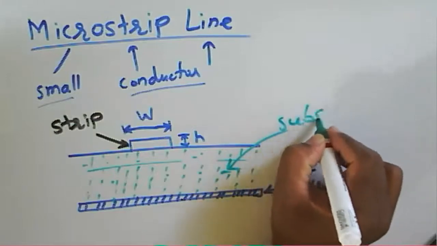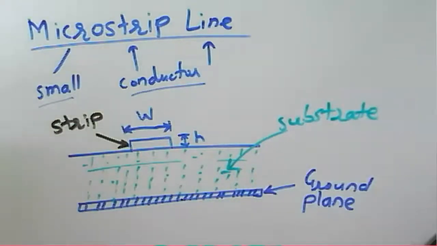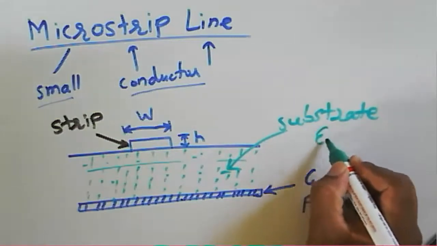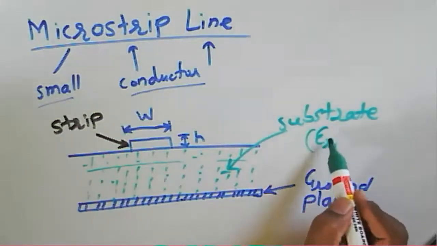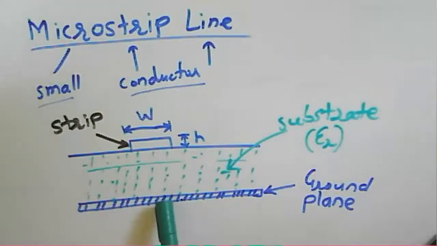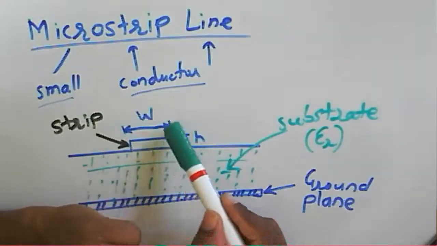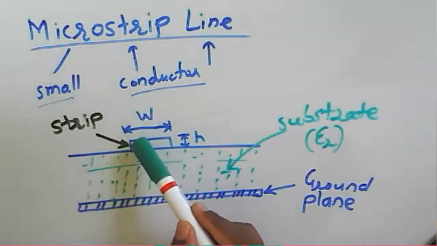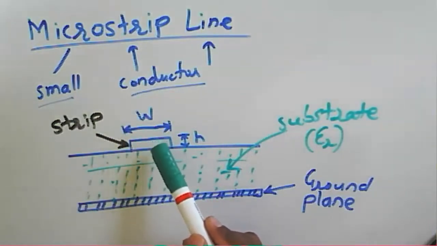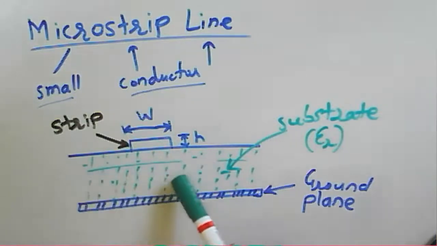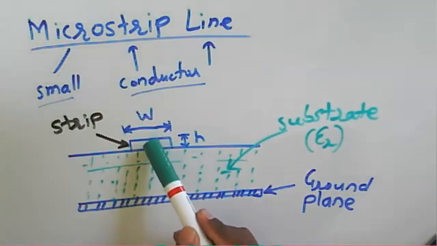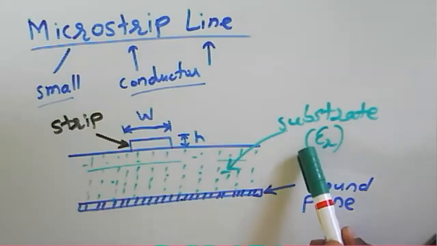The substrate has a constant of permittivity, that is epsilon r. It depends upon what type of substrate we are using in between the ground plane and this conducting plane. Then next we need to talk about what the conducting wire is that we are going to use here. This one is the substrate material, and for this substrate material it has a different epsilon r.